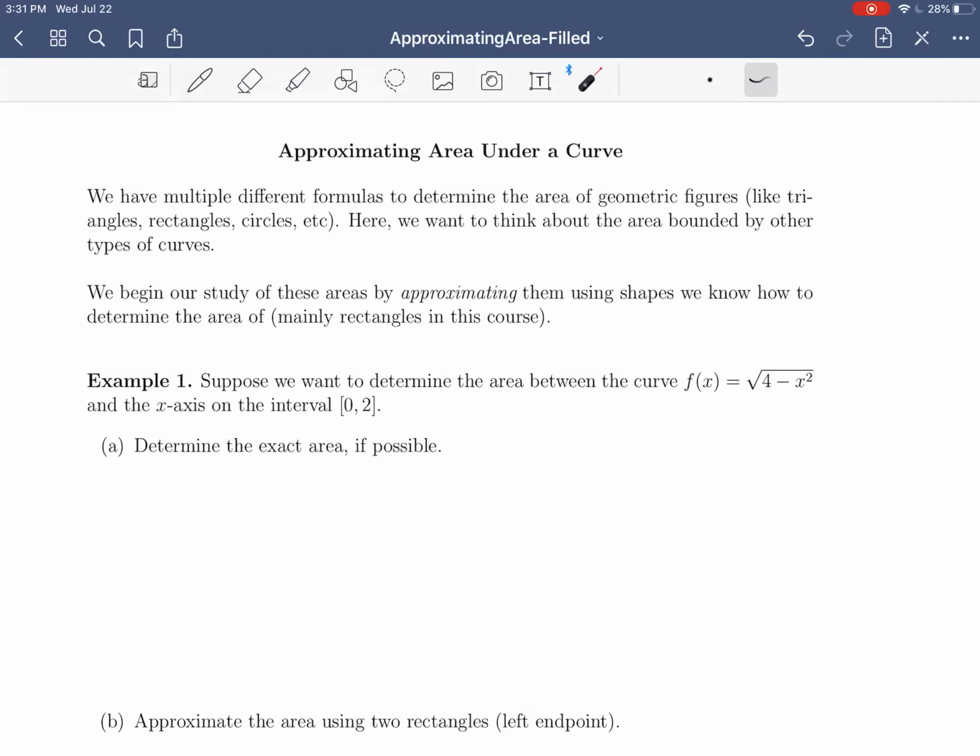In this video, we're going to talk about another important area of calculus, which is finding the area under a curve. So we're going to start by approximating the area, and then later we'll see how it relates to calculus and integrals in particular. We have multiple formulas to determine area for geometric shapes, like triangles, rectangles, circles, etc. But here we want to think about just a general curve. So we're going to approximate.